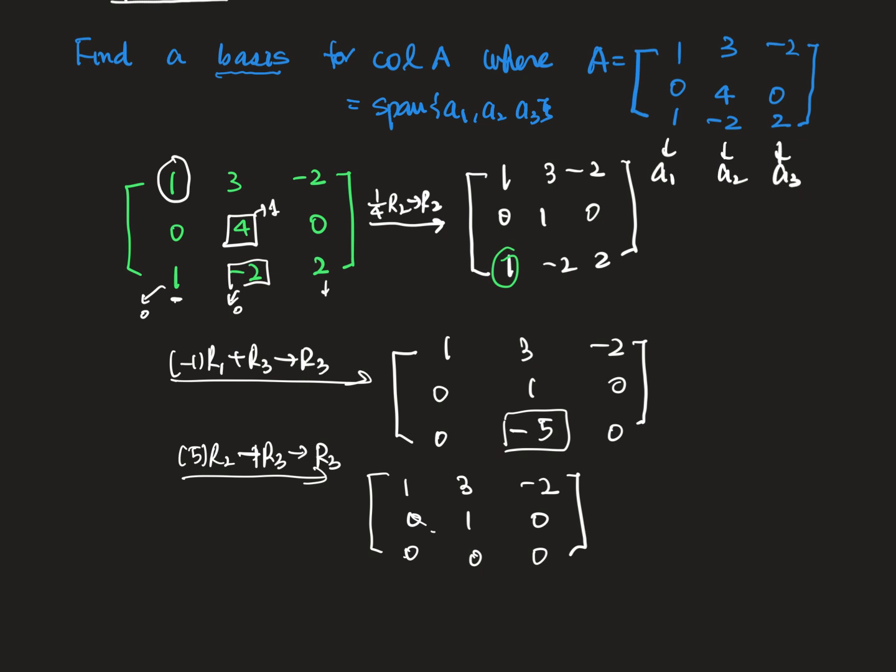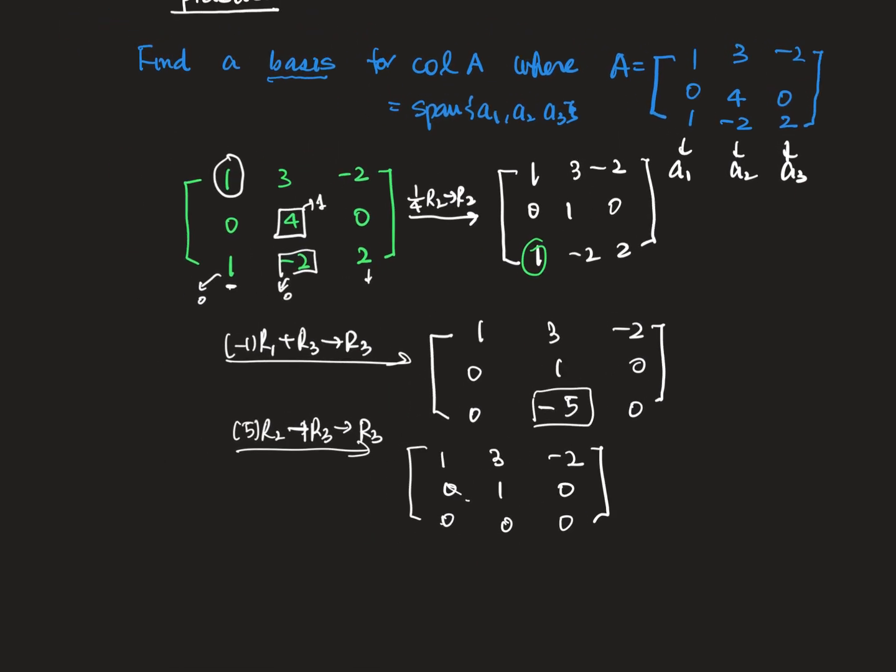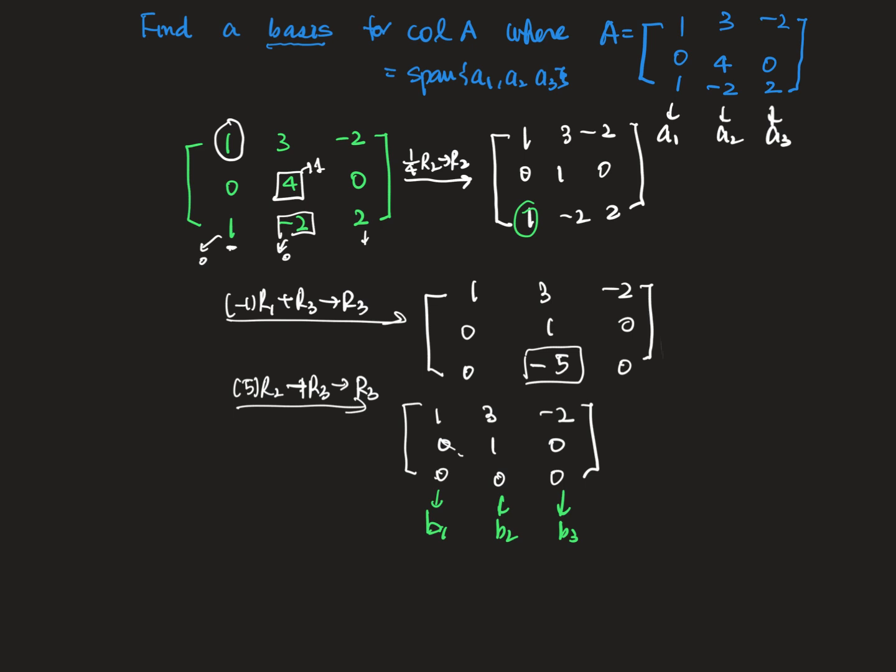Now can you see it? Look at this one, this is reduced echelon form. This is B1, this is B2, this is B3. Which column is a linear combination of the other columns? Can you clearly see it? Because it has no pivot, B3 is negative 2 times B1. Another way to see it: here is a pivot, here is a pivot, and only this column doesn't have a pivot, so B3 is a linear combination of B1.